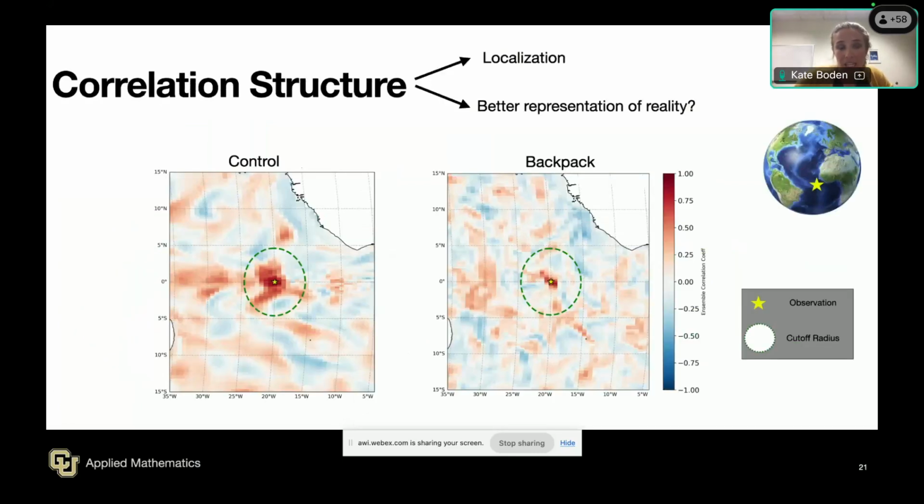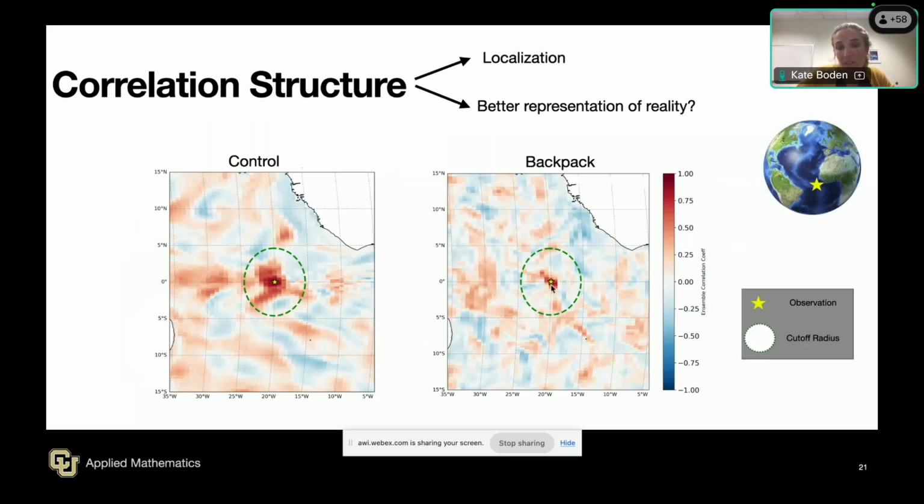The final thing I want to mention is correlation structure. As you might expect, especially from that last video, the control has a much larger correlation than backpack does. So we see a much smoother field. From the observation here, given by the yellow star, when we're doing the EnKF update and we're relying on that correlation structure, then we're probably doing a pretty good job if we're staying within that radius. The green dashed line is my cutoff. DART uses a cutoff for your localization radius. Outside here, everything kind of looks like noise, so you wouldn't want to update based on that observation.